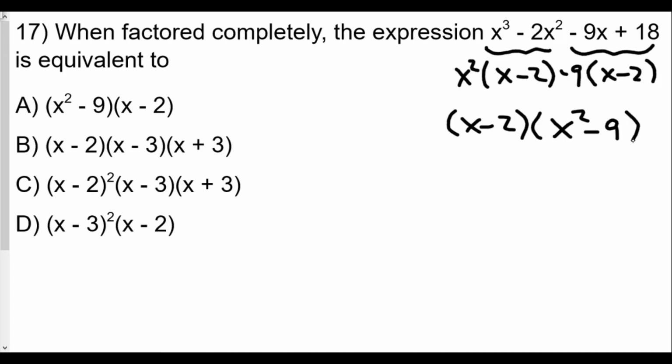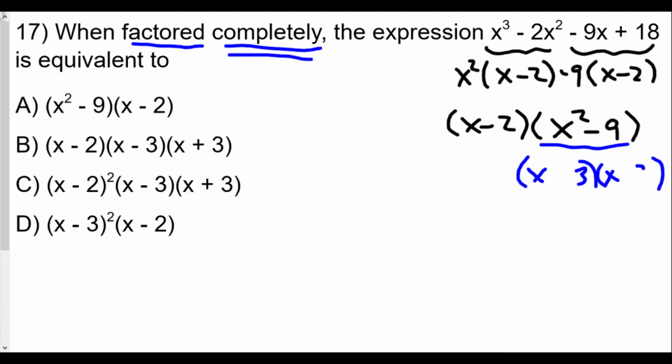Well, it looks like maybe choice A is the correct answer until we read again: when factored completely. Now, why? Because we can factor x squared minus 9 again. This can be factored as a perfect square minus a perfect square. The square root of x squared is x, and the square root of 9 is 3, plus and minus, because there's a difference of two perfect squares. That's how you factor it.